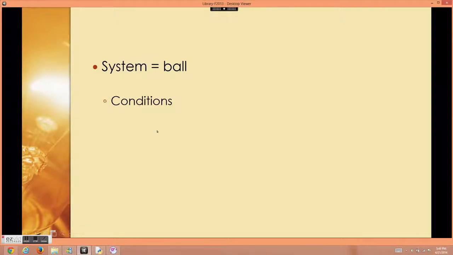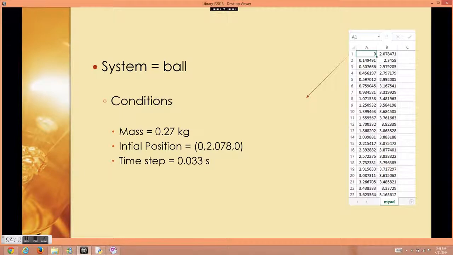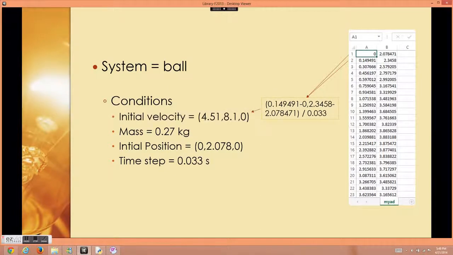And the velocity, the initial position, was obtained from Tracker, and the time step between frames was found to be 0.033 seconds. The readings from Tracker were recorded in a CSV file, and the first two readings were subtracted and then divided by the time step to give the initial velocity.